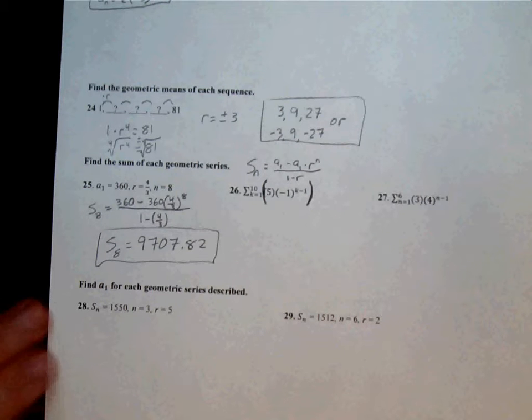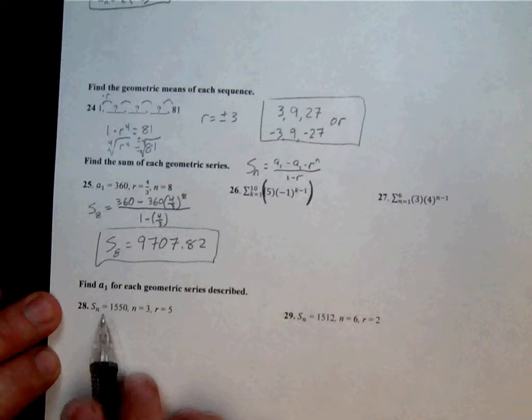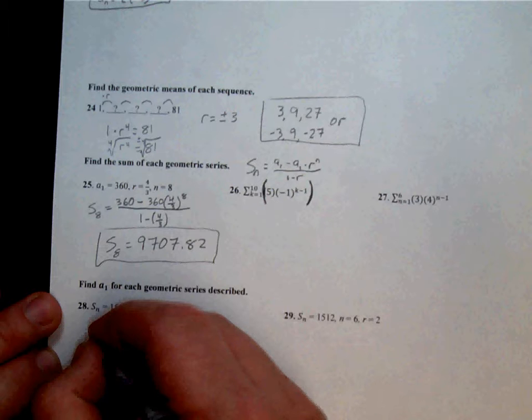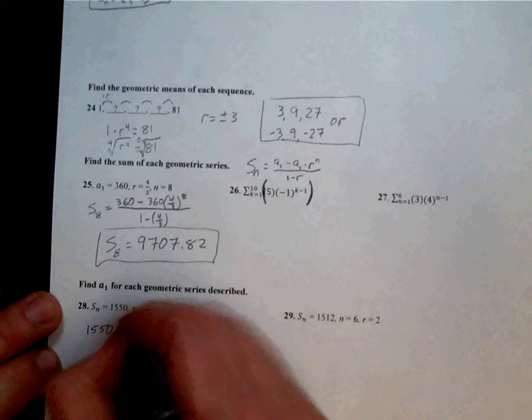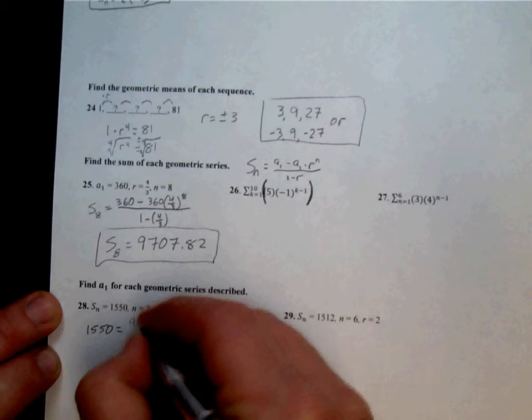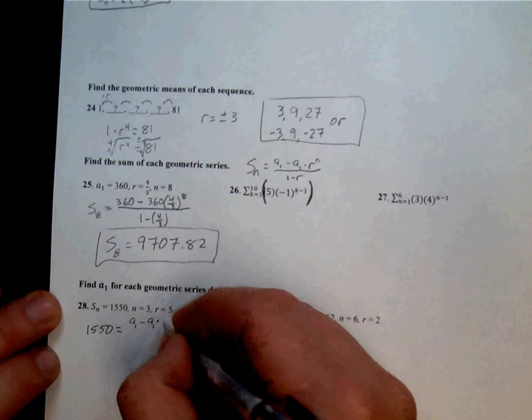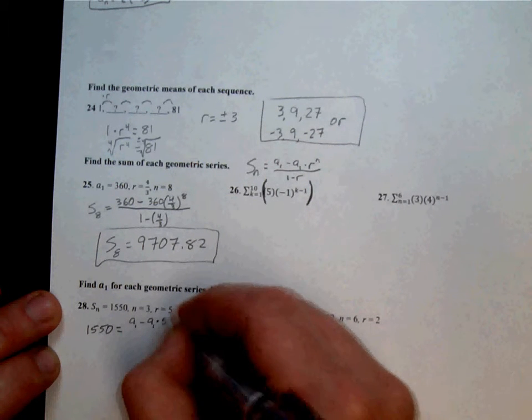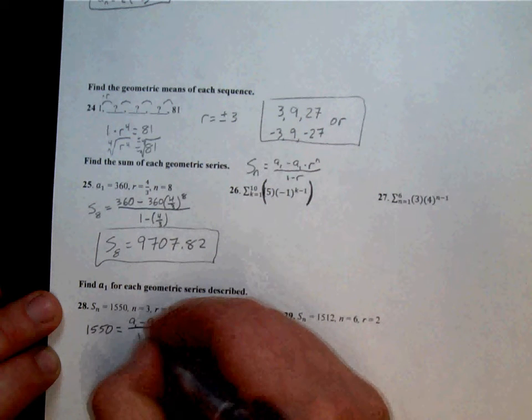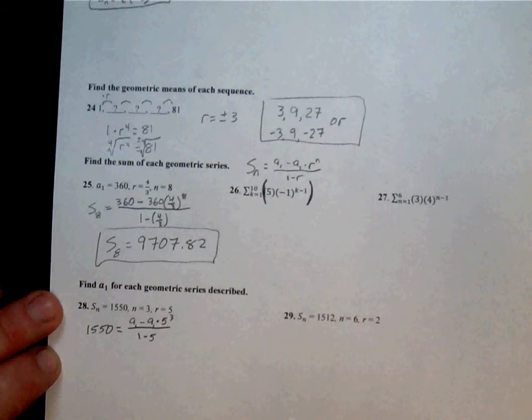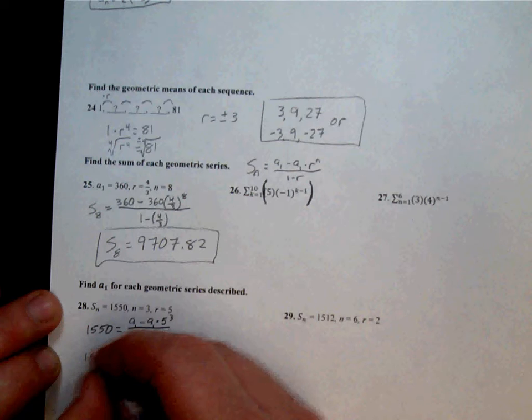Okay, and then number 28. Here we know the sum, so I'm going to plug this into the formula. The sum is equal to the first term, I don't know what that is, minus the first term again, still don't know what that is, times r, which is 5, to the nth power, which is 3, over 1 minus r, which is 5. Let's do a little bit of simplifying here.